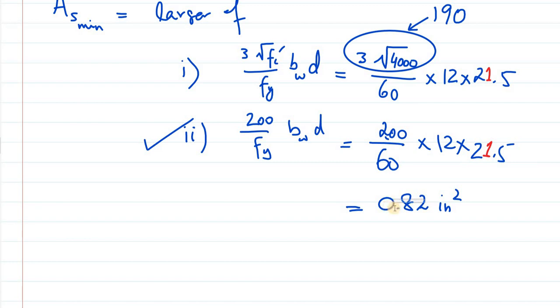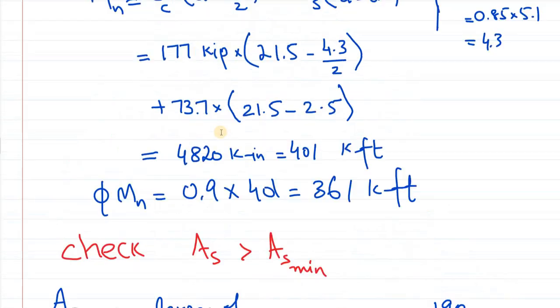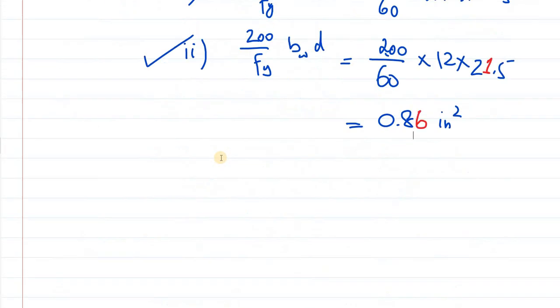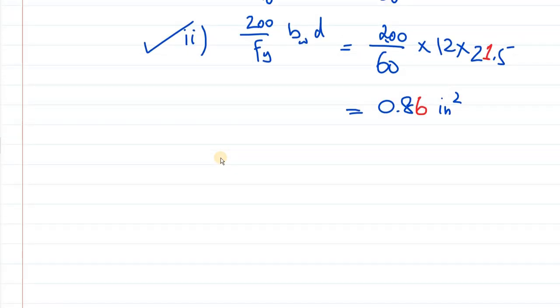You will be getting a different answer. This will become 0.86. So let me correct this. This will become 0.86. So this is the only change that you will see. Again, our As value is sufficient. Our As is 4.23 inch squared, and that is greater than As minimum. So As is greater than As minimum.